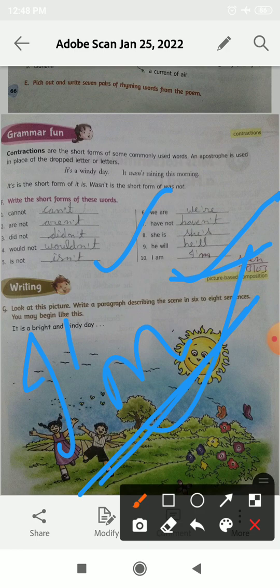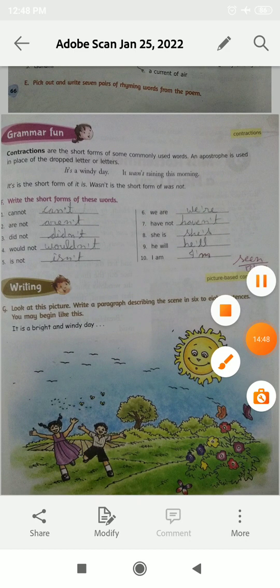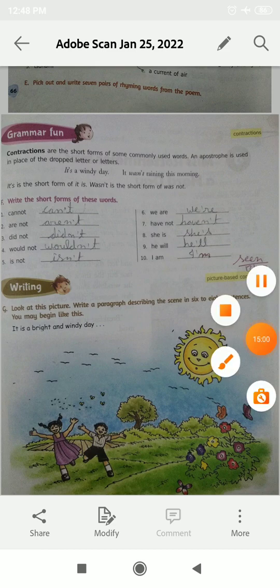Now students, I hope this is clear to you, and you have to learn all the exercises of this chapter, and you have to practice all the exercises of this chapter in your PC copy, that is practice copy. Okay, so students, now thank you.